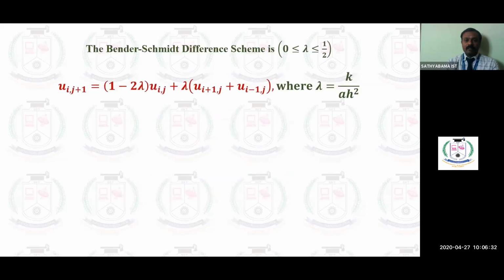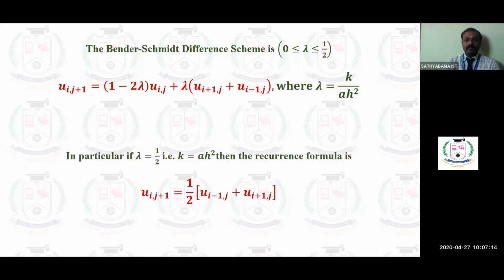So from this we get, assuming lambda is equal to k by a h squared, the value of u at the next time row j plus 1. If you know all the values in the previous time row j, based on that row we can find the values at the next time row j plus 1. So we rewrite the expression having u i comma j plus 1 on the left and taking all other terms to the right. So we have u i comma j plus 1 is equal to 1 minus 2 lambda into u i comma j plus lambda into u i plus 1 comma j plus u i minus 1 comma j.